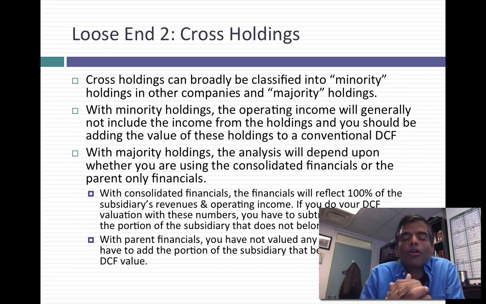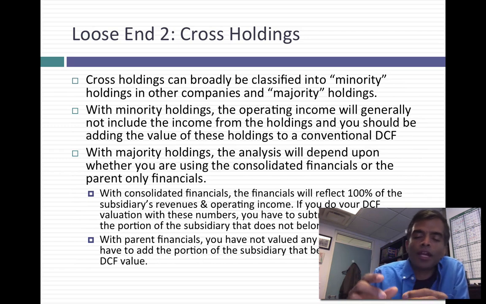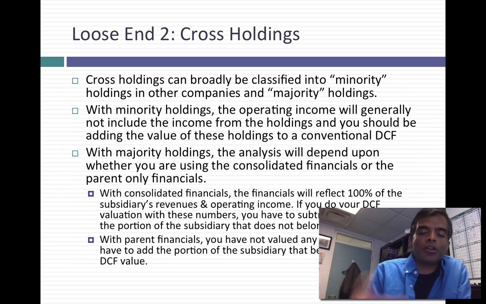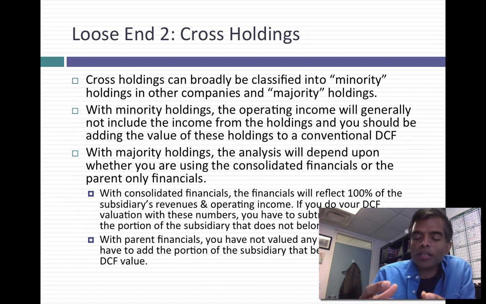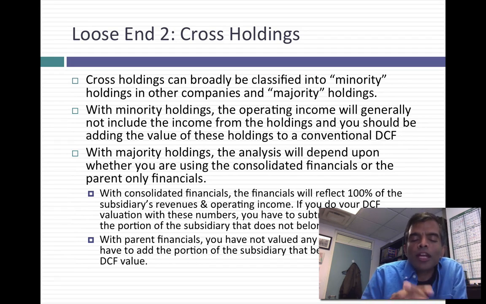If you have majority holdings, the analysis depends on what financial statements you're looking at. If you're looking at the consolidated financials, remember that the company counts 100% of the subsidiary as part of the consolidated financials. If you do your DCF valuation, then you valued 100% of the subsidiary when you might own only 60%. So with consolidated financials, you'll have to subtract out the portion of the company that doesn't belong to you, the subsidiary, the 40%, the 30%.